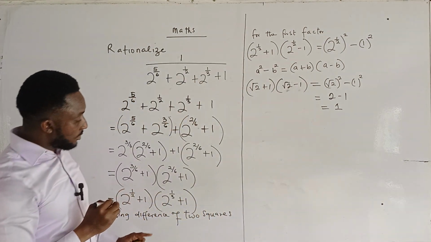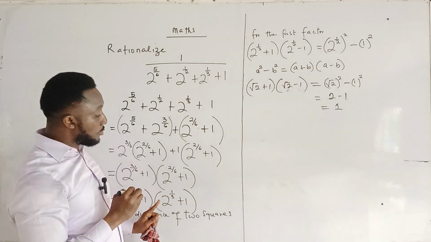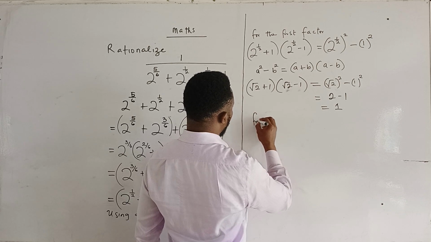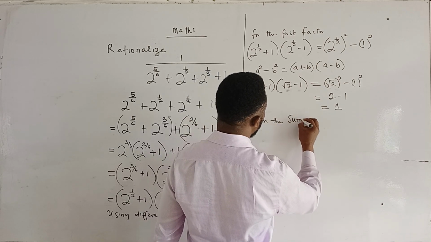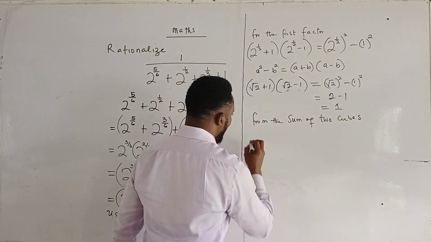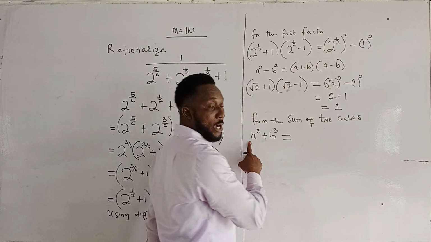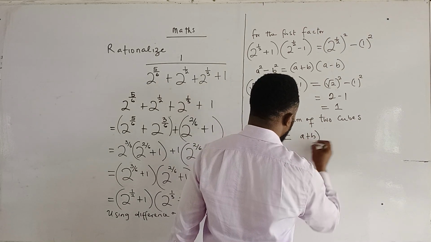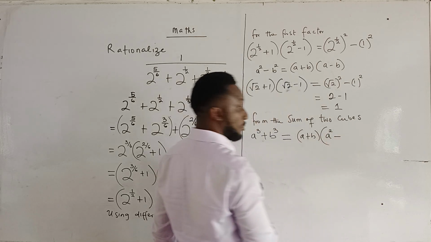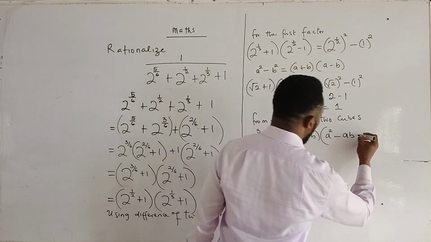Then for the cubic surd, I shall not bother to write this in a cube root because it will confuse us. I shall go to the sum of two cubes. From the sum of two cubes, I have that if I have a to the power of 3 plus b to the power of 3, I'll pick one a and one b and add them. Under parentheses, pick this a here and square it. I'll take the subtraction, pick one a and one b, multiply them, then pick one b and square it.